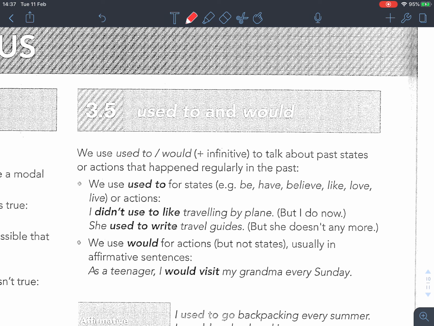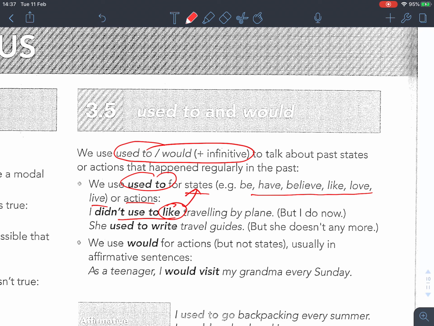So the first one, we use used to and would to talk about past states or actions that happened regularly in the past. We use used to for states. Okay, for example, be, have, believe, like, love, or live, or actions. Okay, so used to can be used to talk about states and actions, right? For example, "I didn't used to like traveling by plane." So like, remember, is a state. Okay. "She used to write travel guides, but she doesn't anymore." So used to write travel guides. So write is an action. Okay, so for states and actions, we can use used to.